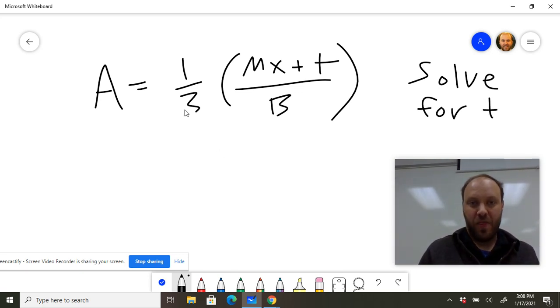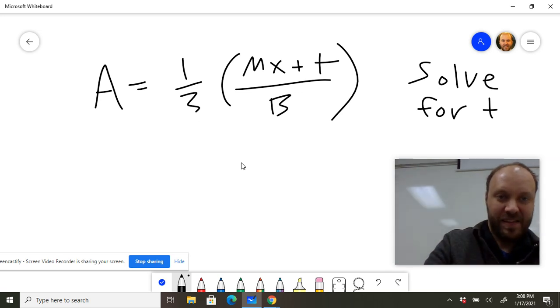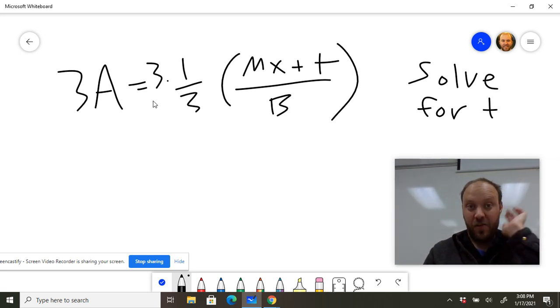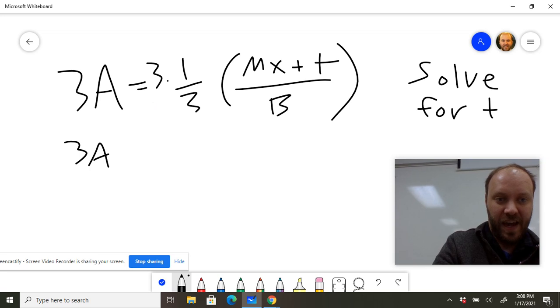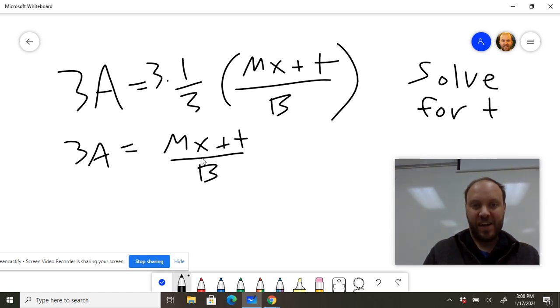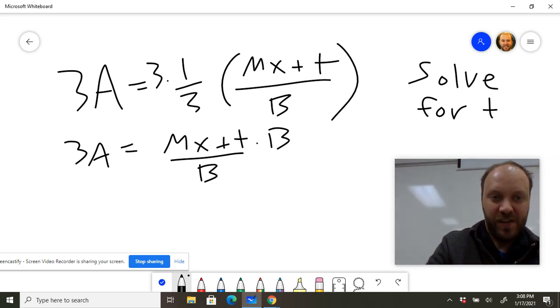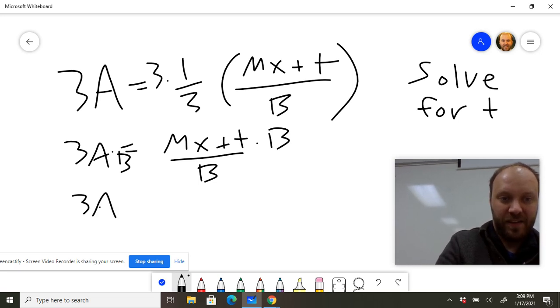First of all, I would get rid of the 1/3. If you triple something, that's the opposite of taking a third of it. So I'd multiply this side of the equation by 3, and I'd multiply this side of the equation by 3. 3 times a third is just 1, and so we end up with 3a is equal to mx plus t over b, which is good. I don't want to have a fraction here. I'm trying to get to t. Right now, this whole thing is being divided by b, so I'm going to multiply both sides by b. I'm going to get 3ab on the left is equal to mx plus t.